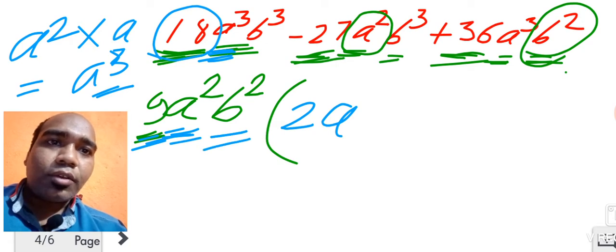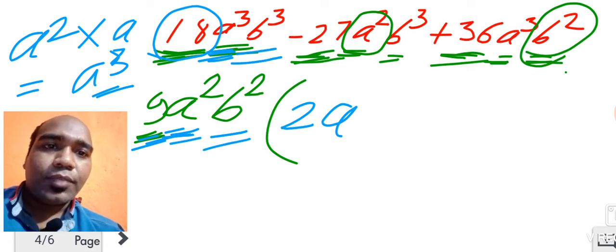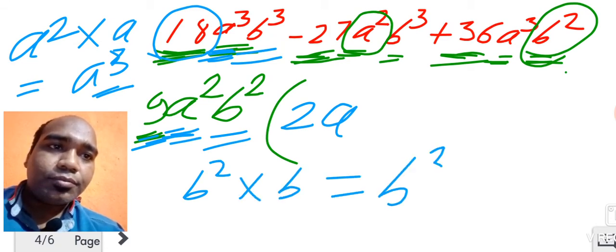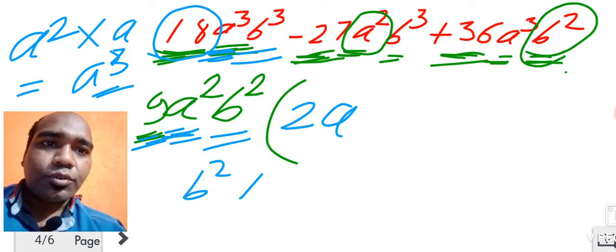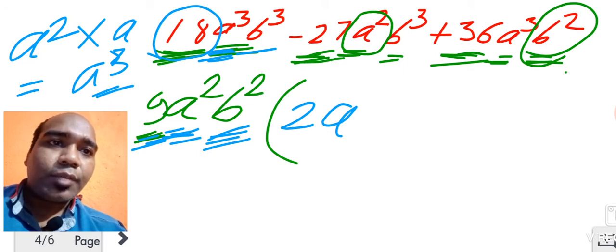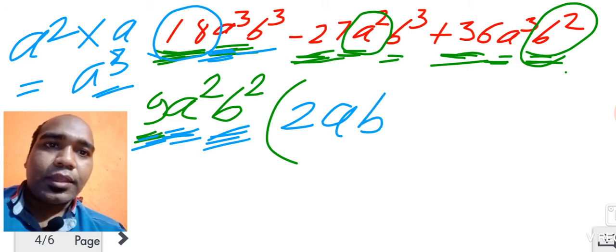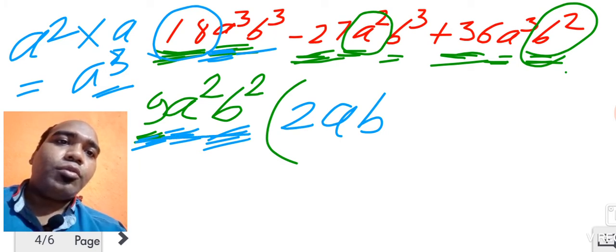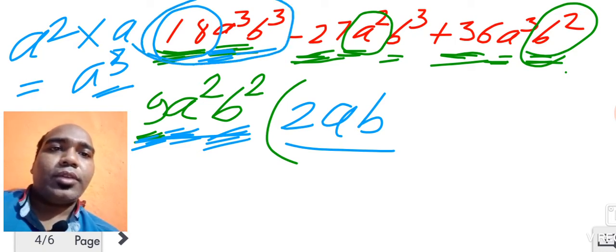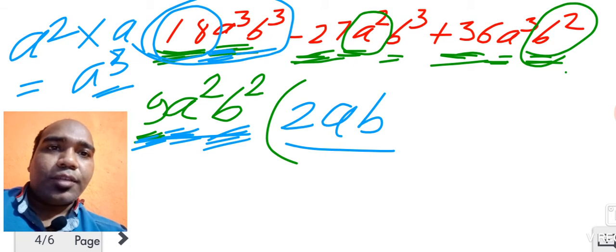Now here b square is already taken and here it is b cube. So in b square, what will we multiply? b, then only we will get b cube. Okay. So this b square is already outside the bracket. So what do we have to take here? b. Now just multiply all this: 9a square b square into 2ab. You will get this part, 18 a cube b cube. Okay. Now come to the second part. This part is done.